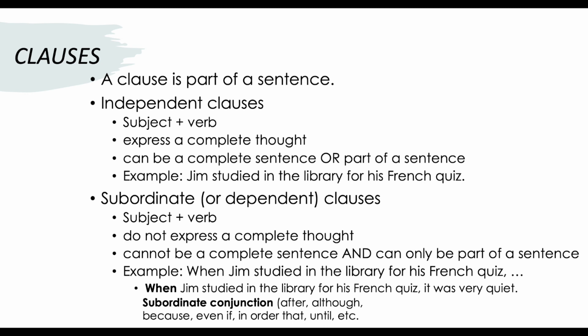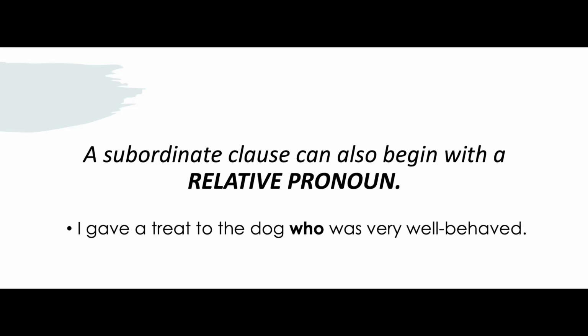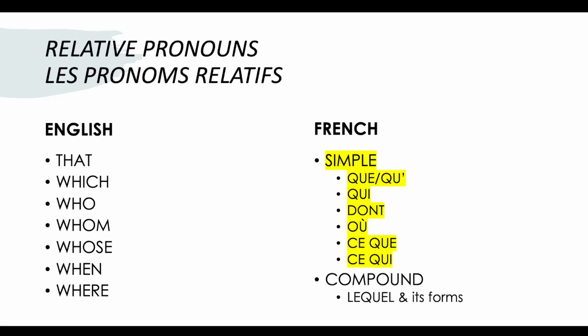But we can also use relative pronouns to join clauses. So a subordinate clause can begin with a relative pronoun, and here's an example with the relative pronoun who. I gave a treat to the dog who was very well behaved. If we look at the second clause of that sentence, who was very well behaved, it does not make sense on its own, so it is the subordinate clause. So relative pronouns in English include that, which, who, whom, whose, when, and where.